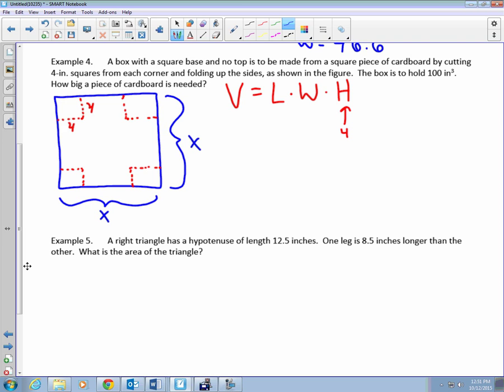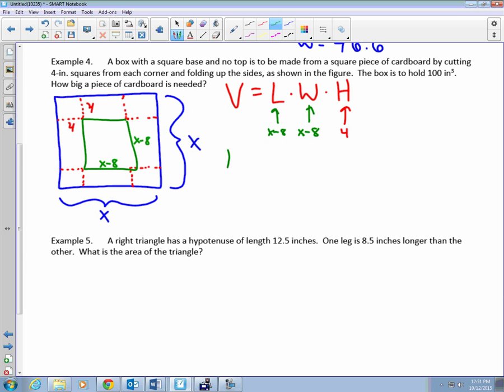And I'm going to say that if I were to fold along this line, that I know what this is right here. x minus not 6, but x minus 8. Since I cut 4 off the top and 4 off the bottom and 4 off the sides, I'm going to have x minus 8. What is the volume? Not a trick question. What's the volume?